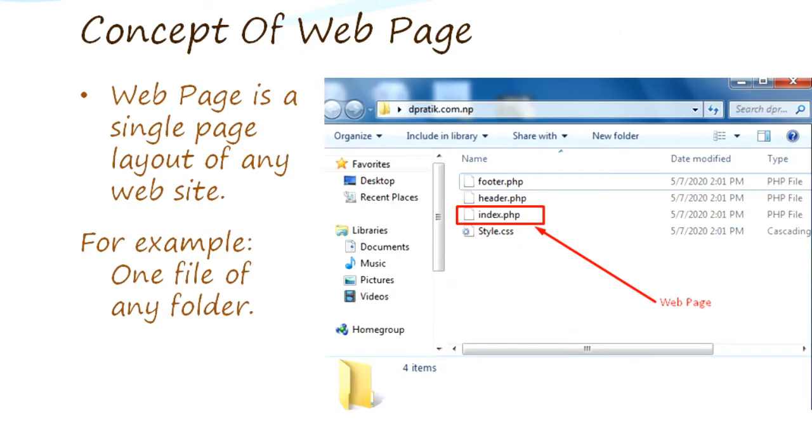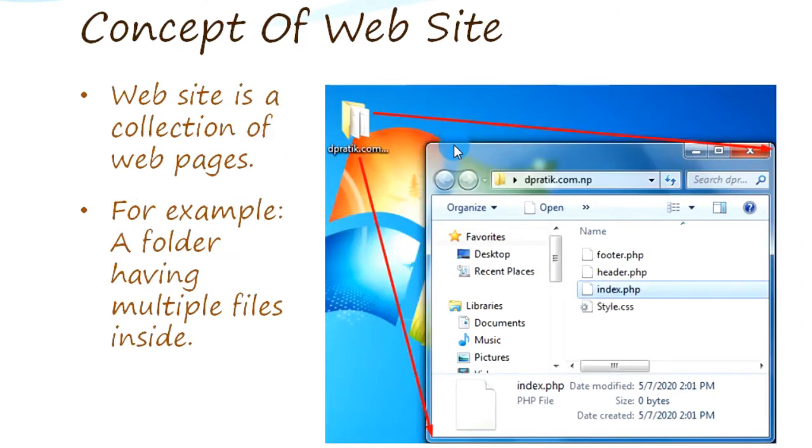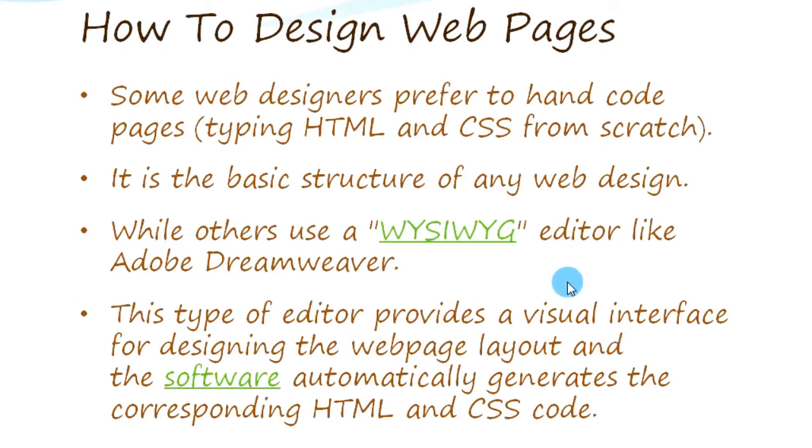Concept of web page. First of all, let's have a concept about web page and website. A web page is a single page layout of any website. In a website, we have several web pages. Each page has a different view. For example, in the website thepratik.com.np, we have 4 files, and each file is a web page. The concept of a website is a collection of web pages. We can compare a website to a folder which contains several files, and each file can be compared to a web page.